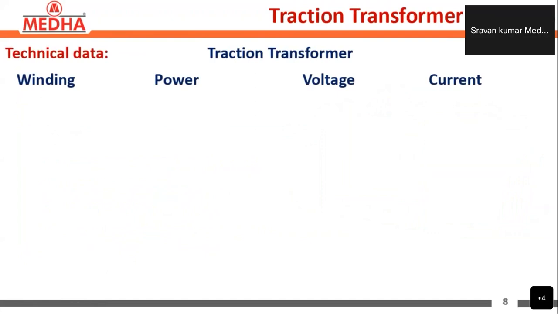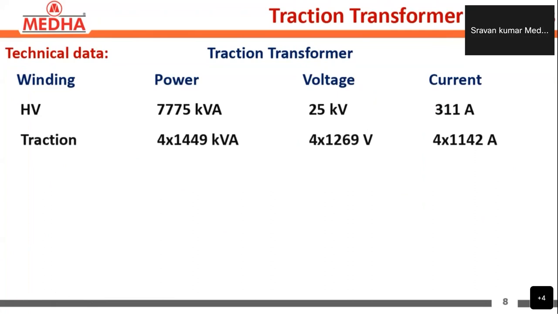Next, coming to the technical data of the traction transformer, the windings and their power rating, voltage and current rating. Here we can see the HV rating, the high voltage rating. The total power that we have is 775 kVA, and the incoming voltage for the transformer is 25 kV nominal, and the current would be 311 ampere. And the traction winding, as you know, supplies the line traction converter, so the power would be 4 into 1449 kVA, the voltage is 4 into 1269 volts, and the current is 4 into 1142 amperes.